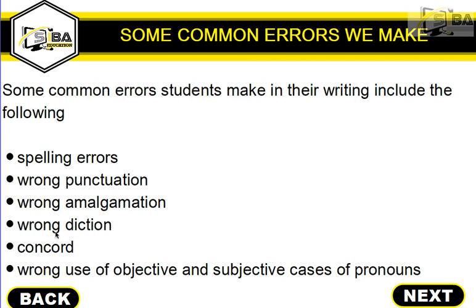Then, wrong diction, choosing the wrong words to describe something. That's also another issue that we tend to have when it comes to errors. Then, concord, subject-verb agreement. And then lastly, the wrong use of objective and subjective cases of pronouns. Now we're going to look at an example of each of these cases, so you get a clearer picture of what it is we are talking about.